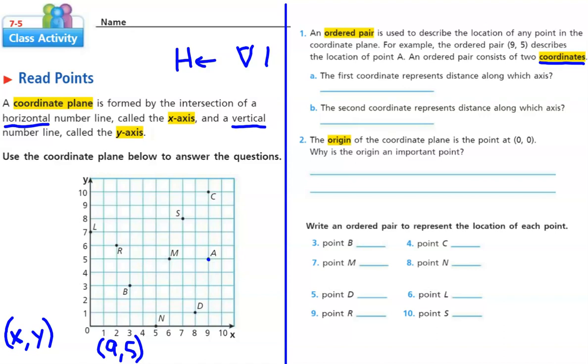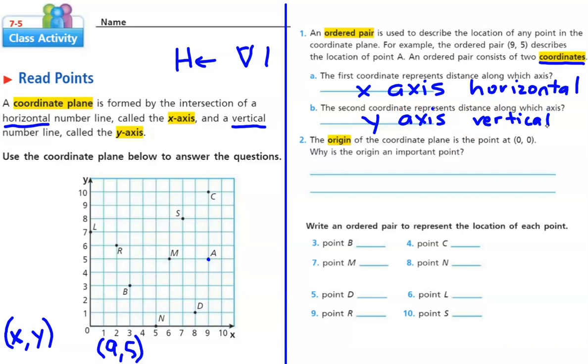It says the first coordinate represents distance along which axis. We first went along the x-axis. Please write that down. I think this is going to help you later on today when you go to do IXL or something else. So definitely a good idea to write these down with us today. We also called that our horizontal line, if you wanted to write that down. And then for letter B, it says the second coordinate represents the distance along the y-axis, which we also called the vertical. So you could write those down as well.